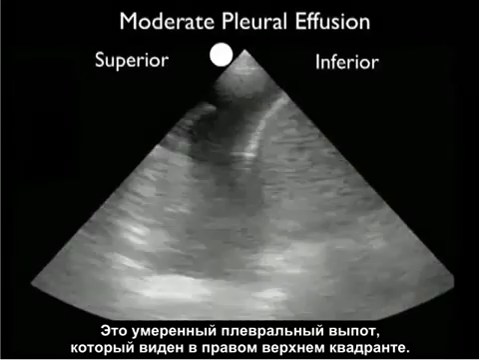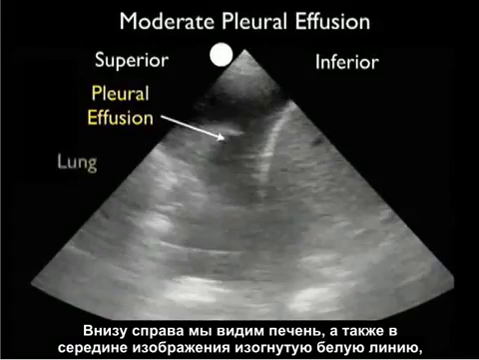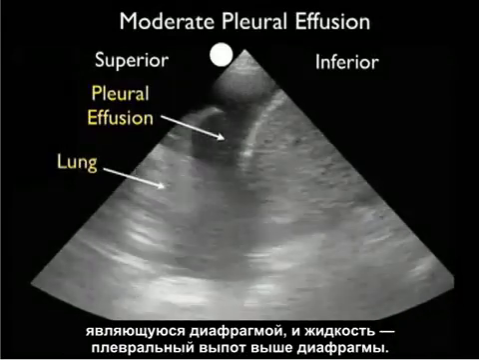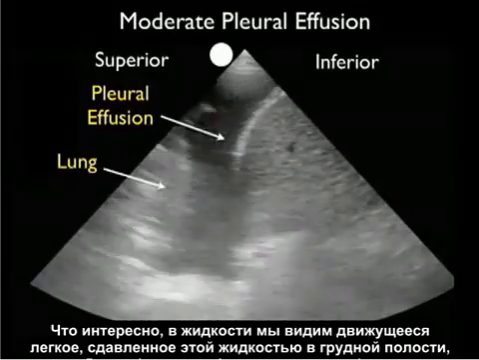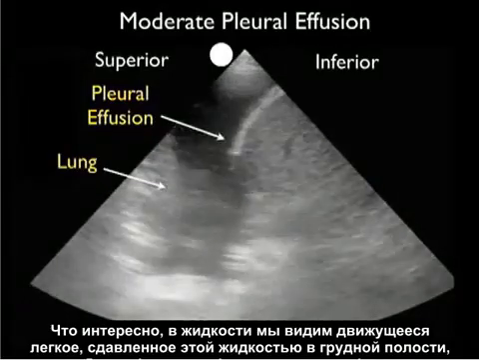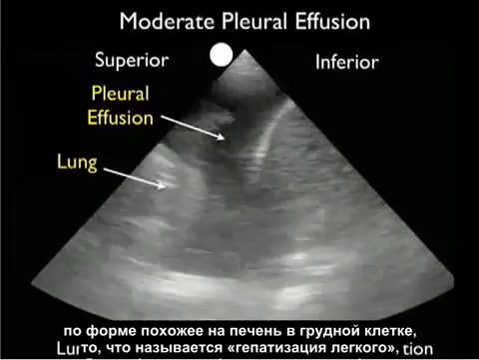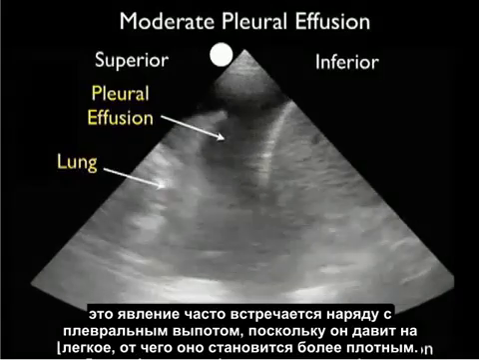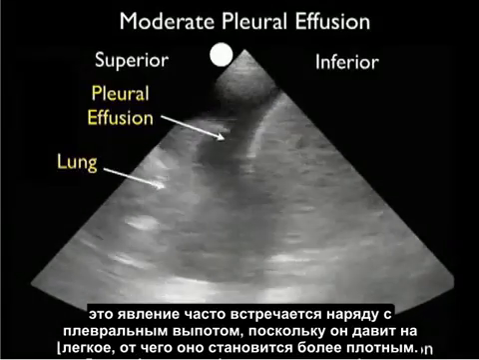Here's a moderate pleural effusion as taken from the right upper quadrant view. We see the liver to the inferior aspect or to the right, the curving white line making up the diaphragm in the middle of the image, and fluid representing a pleural effusion superior to the diaphragm. Interestingly enough, we see the lung moving around and compressed down by the fluid within the chest cavity, taking on what appears like a liver within the chest, in something called hepatization of the lung. And this is commonly seen with a pleural effusion as it pushes in on the lung, making it more of a solid type organ.